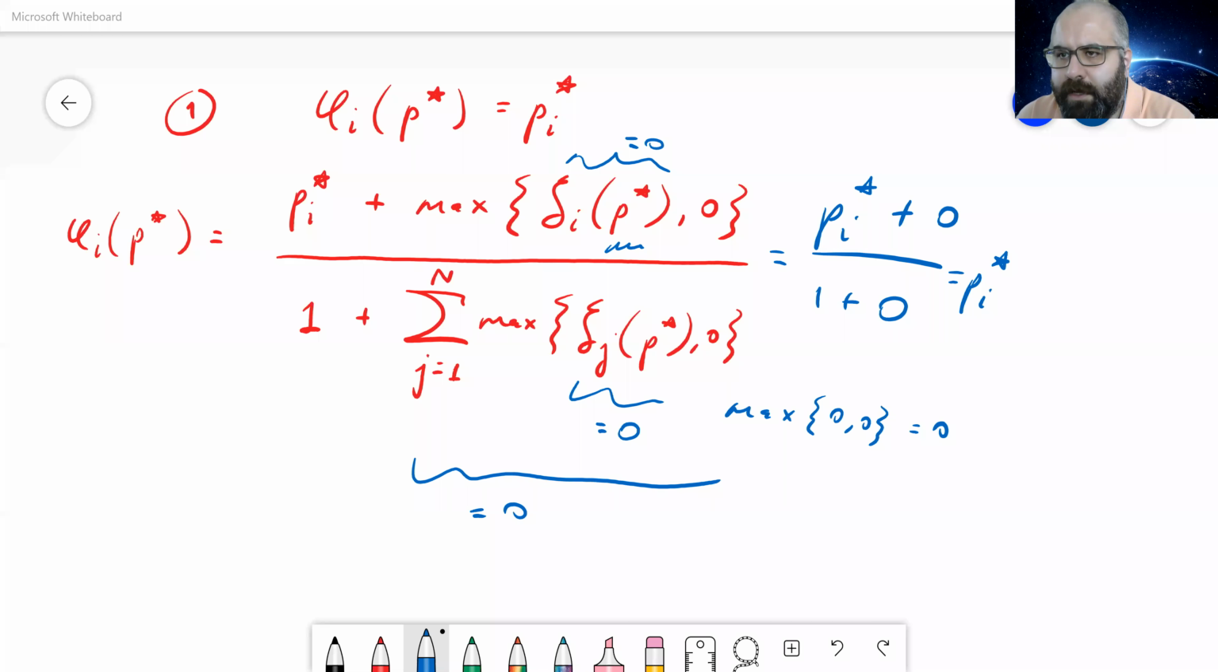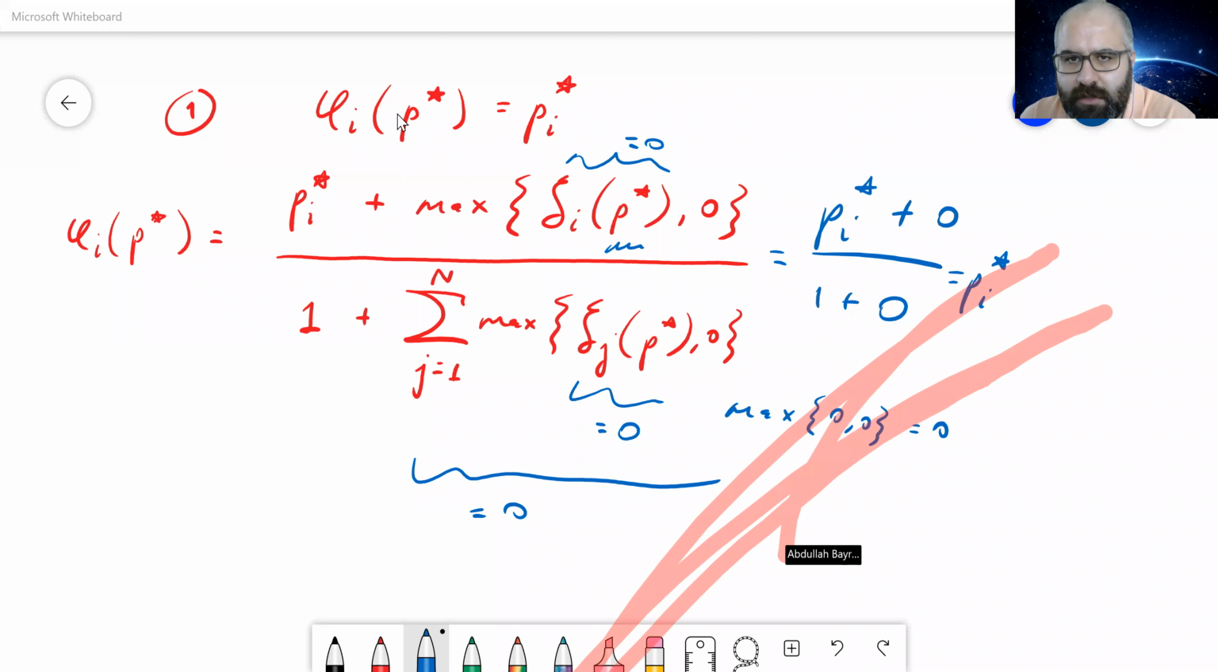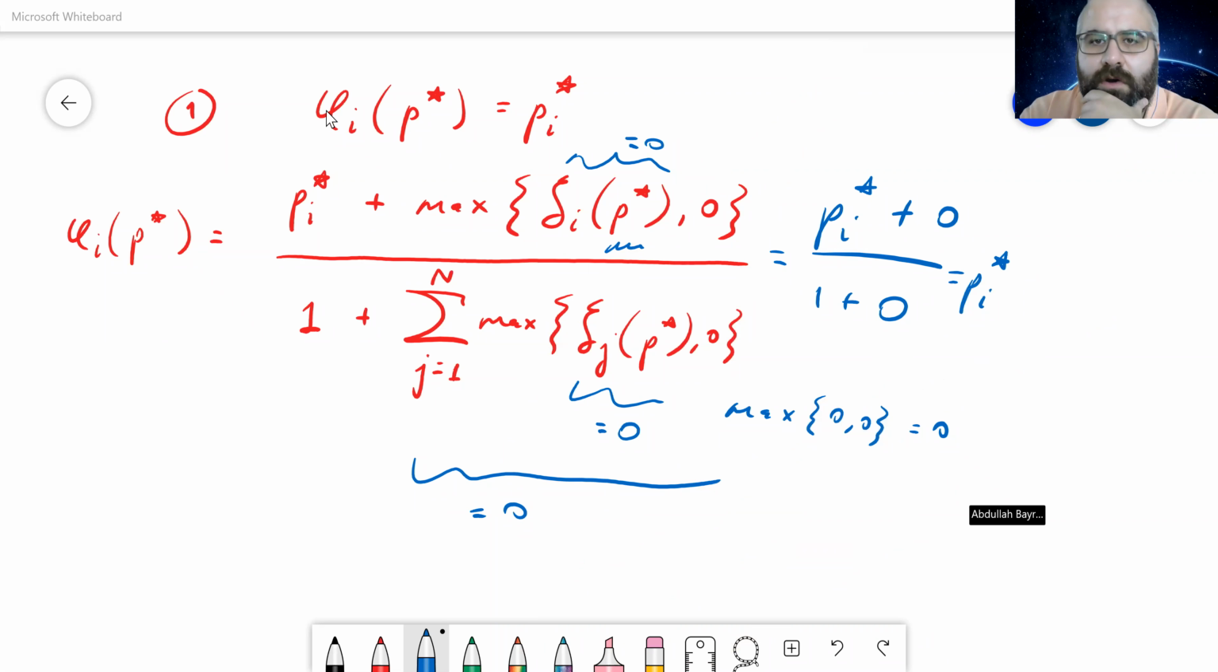Okay, so we're going to continue with the analysis, the properties of the Gale-Nikaido mapping. So again, this is the first property. If I am at the equilibrium price vector, obviously there should not be an update. So the updated price phi of p star should be equal to p star.